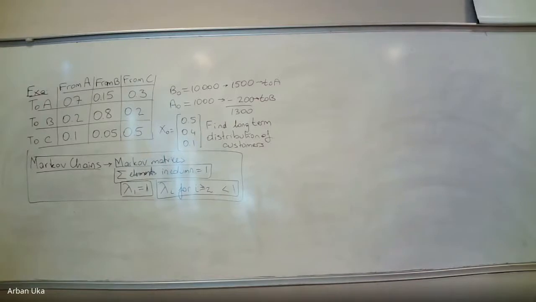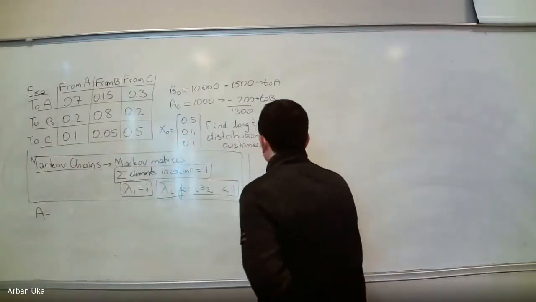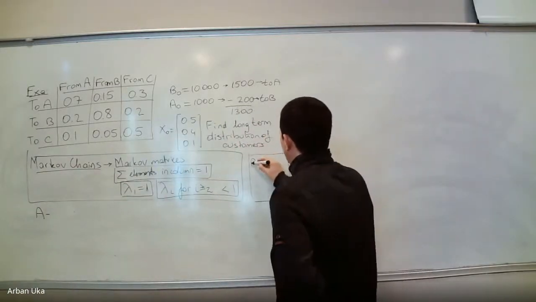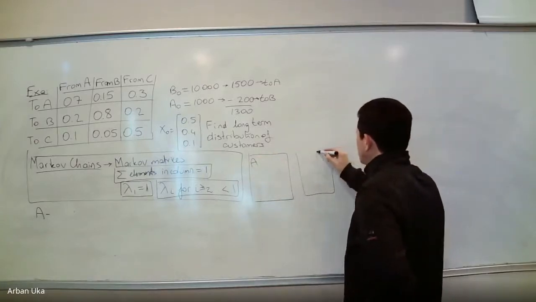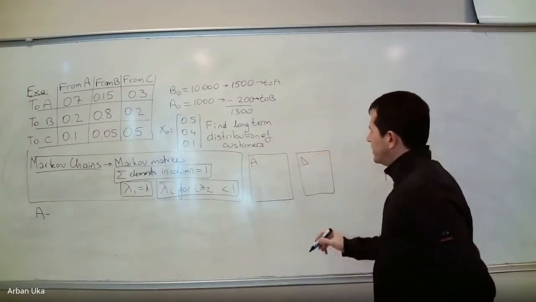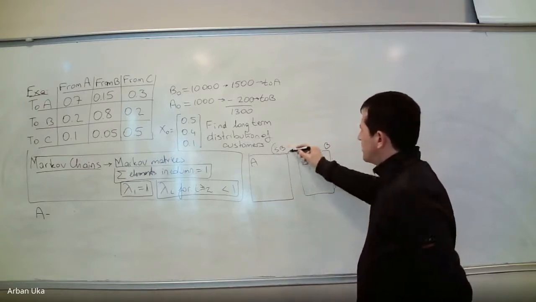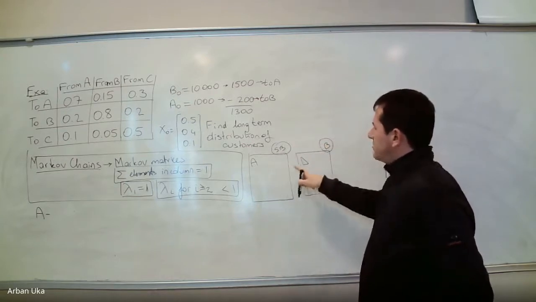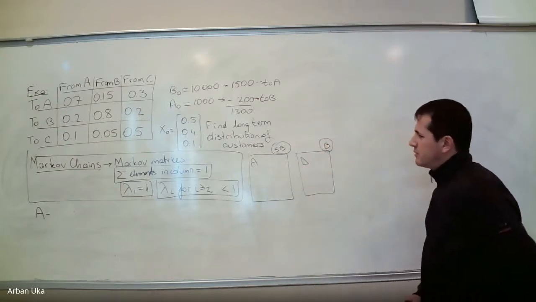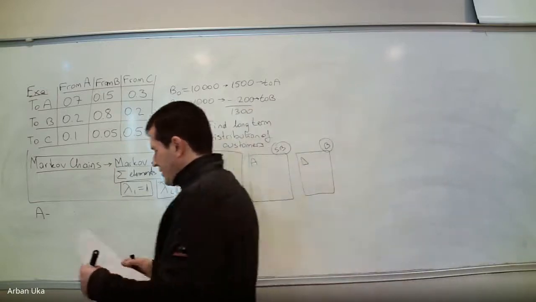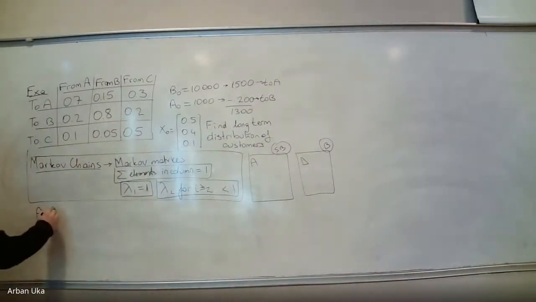In order to solve this problem, what is that we always do? In order to find the long-term distribution of customers, it might be best if we have here the matrix A, and we have the new domain where we have the matrix D. This is the standard basis, and this is the best basis. Let's denote them like this. We have the matrix A. Let's go to D and try to solve the problem over there. In order to do this, we want to find D first.